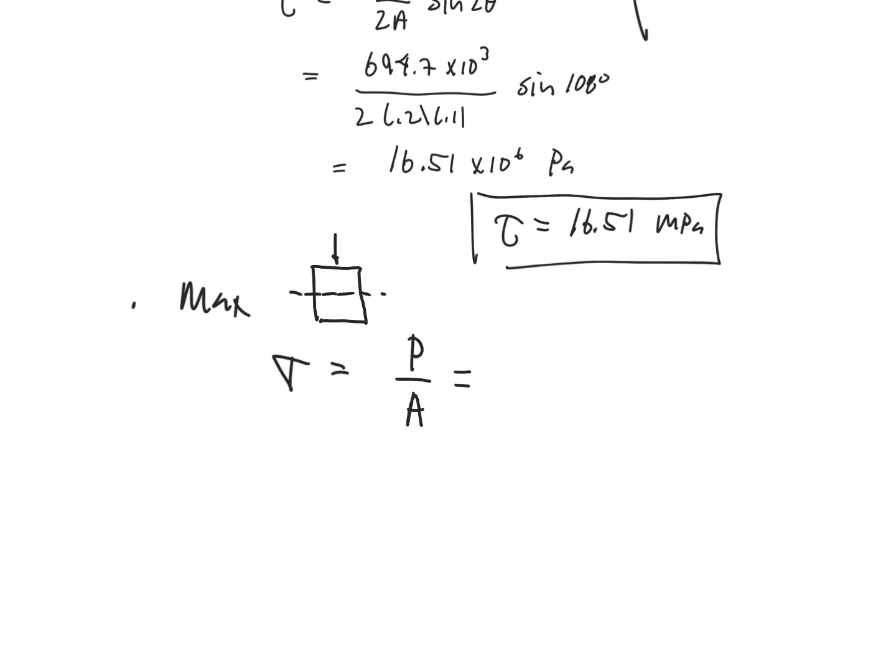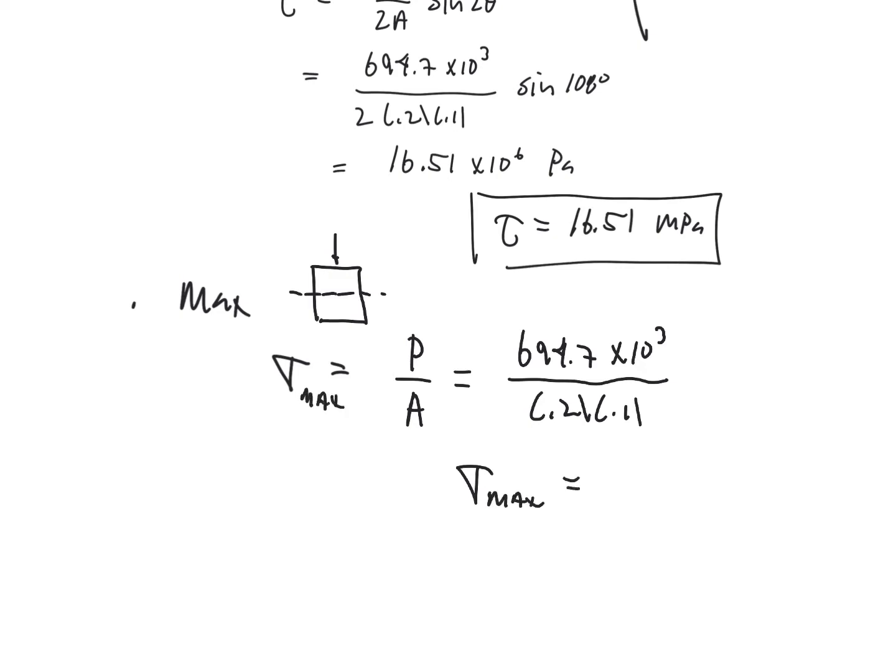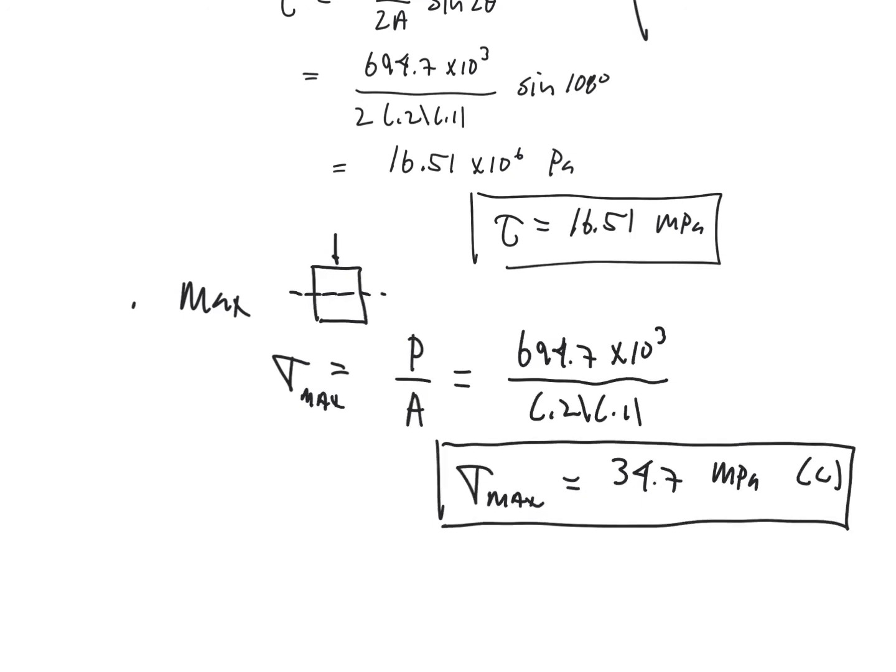So that is going to be 694.7 times 10 to the third. And then we have the total cut area, so that's 0.2 by 0.1. So those are our values that we get. And so the maximum value, I should write max over here. So sigma max, in this particular case, is just equal to 34.7 MPa. And we would want to go ahead and write compression right there, just to make sure that people know that this thing is being pushed on rather than being pulled.